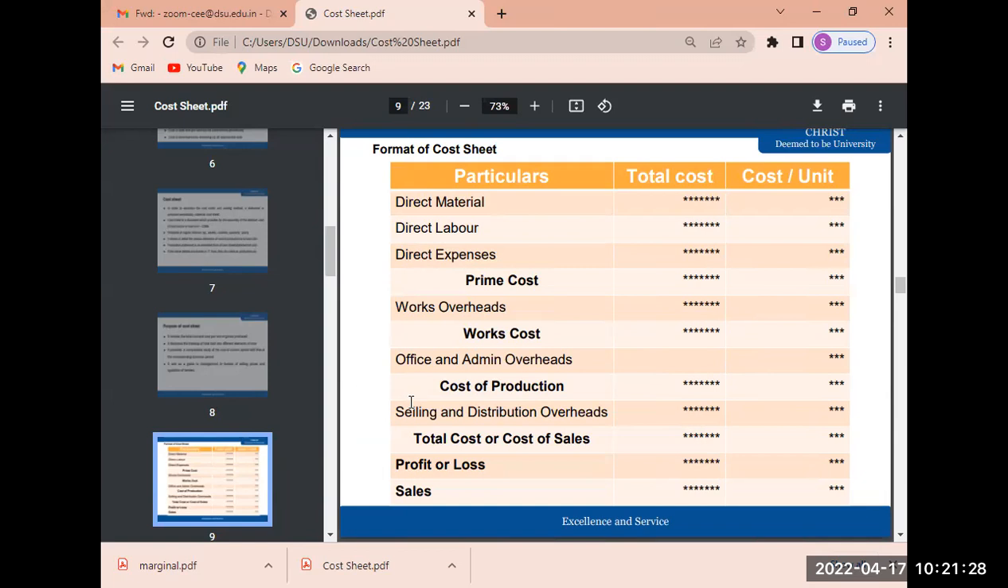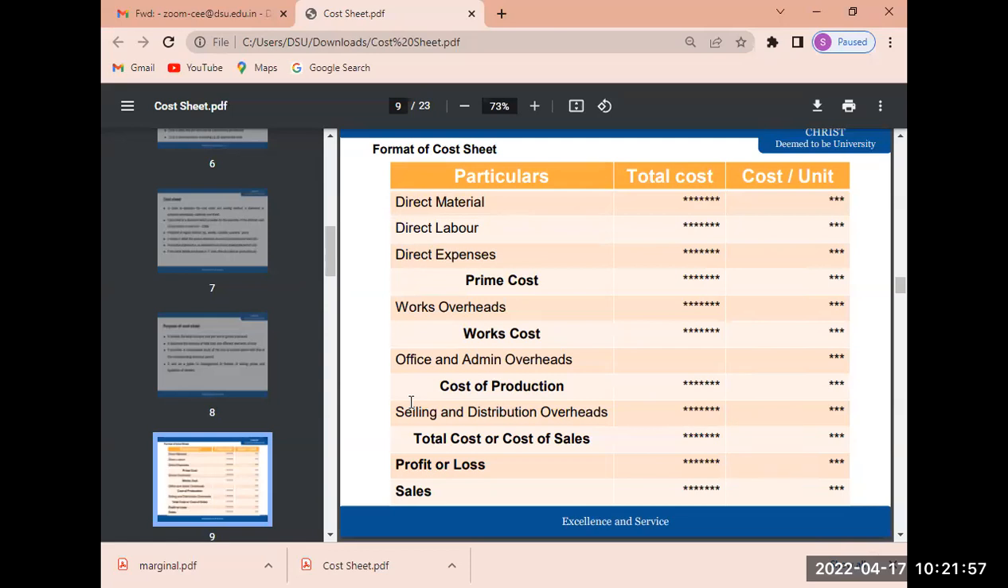One or two examples for selling and distribution overheads. Delivery cost, delivery van expenses. Just transport cost would come under office and admin expense. Delivery van expense is a selling and distribution cost. Advertisement, good.